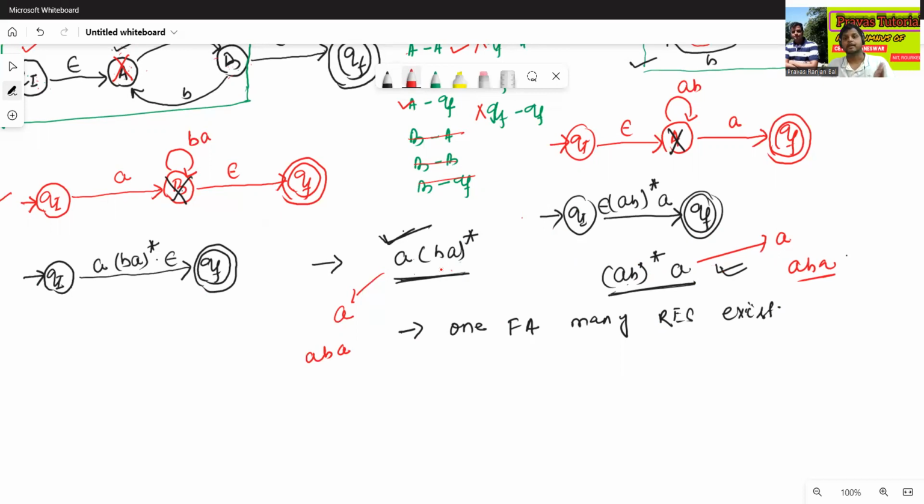So if we eliminate state A first, what happens? If we eliminate state B first, what happens? We have already discussed. In the next class we'll discuss one more example of the state elimination method.